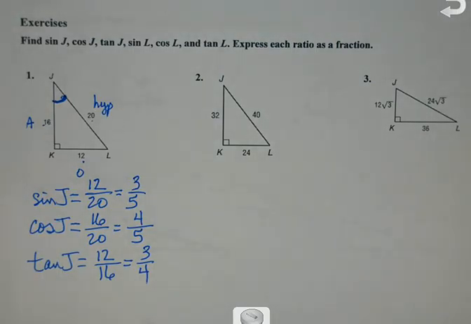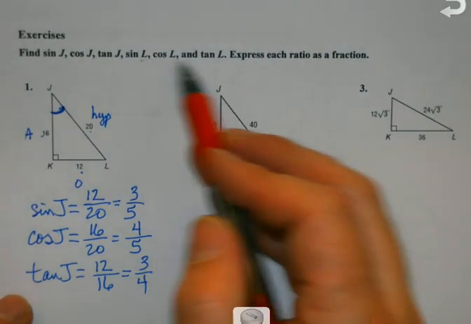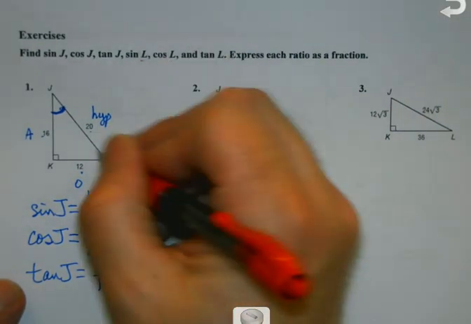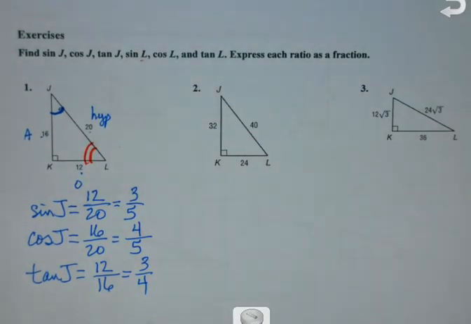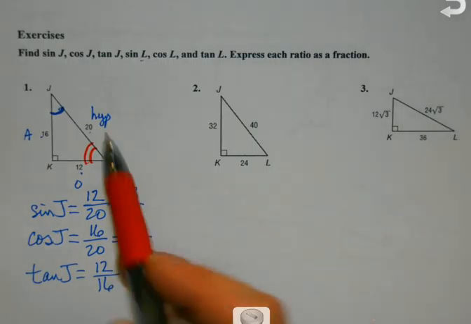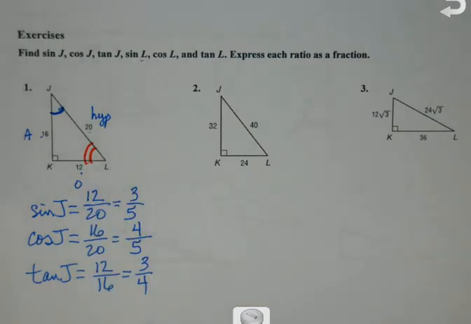So then I switch it up. And I'm going to switch it up with some colors here so it's a little more easy to see. Because then it asks me to do the same thing with angle L. So, especially if you don't have colors, maybe you can use 2 lines instead of 1 to remind yourself. Here's what changes, though. Hypotenuse will still be hypotenuse. That's not going to change.